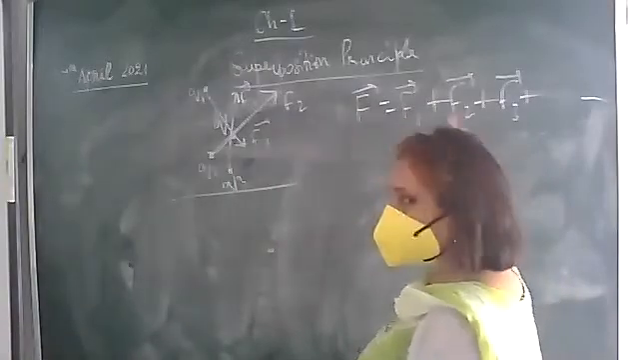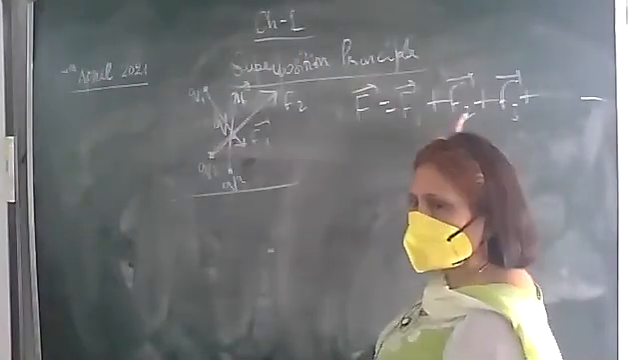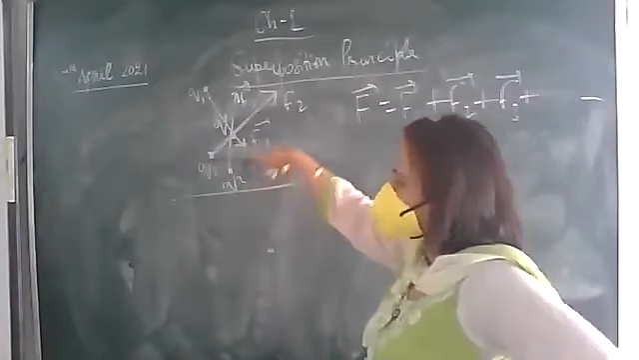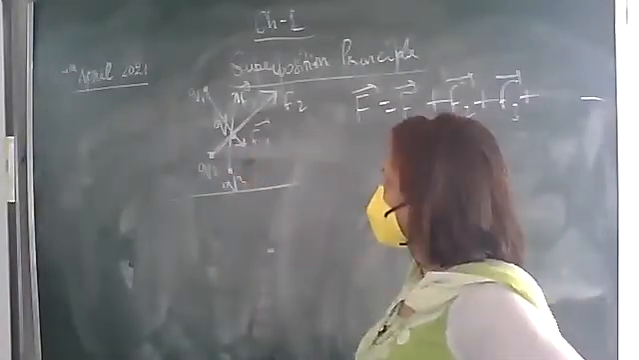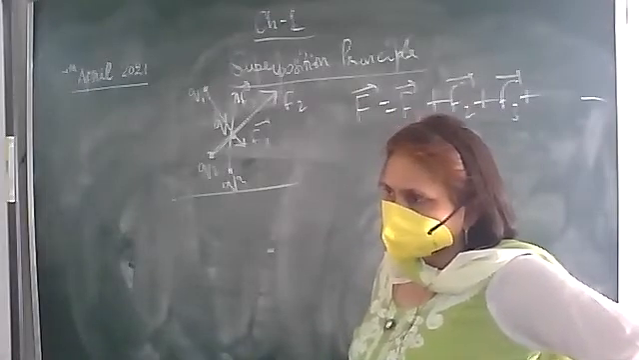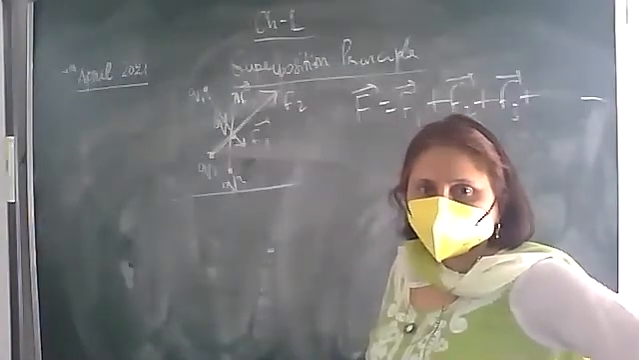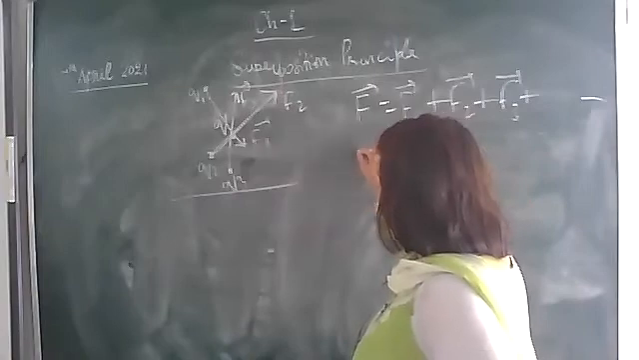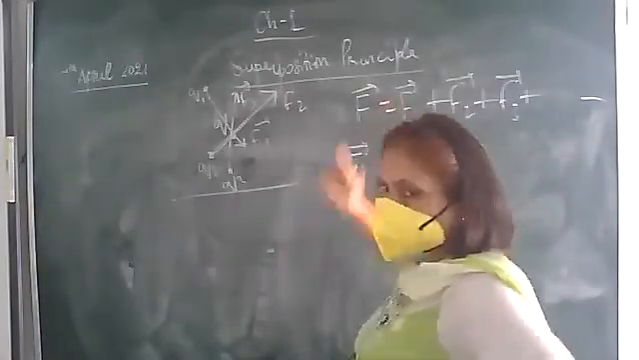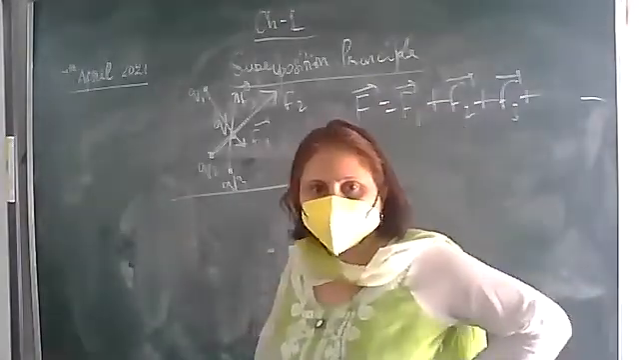Mathematically, how can you write down the total force acting on the Q charge? It will be equal to the sum of the resultant forces acting on that charge due to the surrounding charges Q1, Q2, Q3. All these are exerting a force. Now let's find the F1 force and we'll substitute it here. F1, F2, F3, we'll find out these forces and substitute them here.